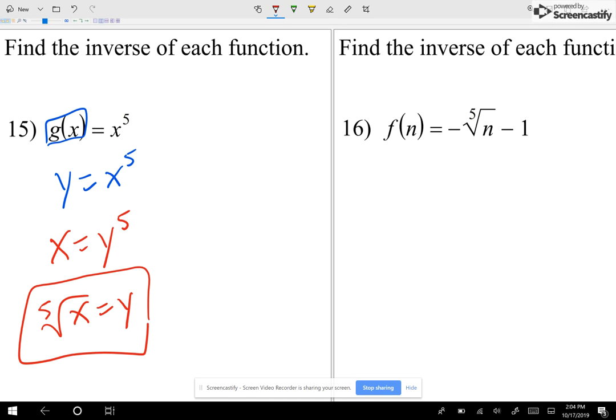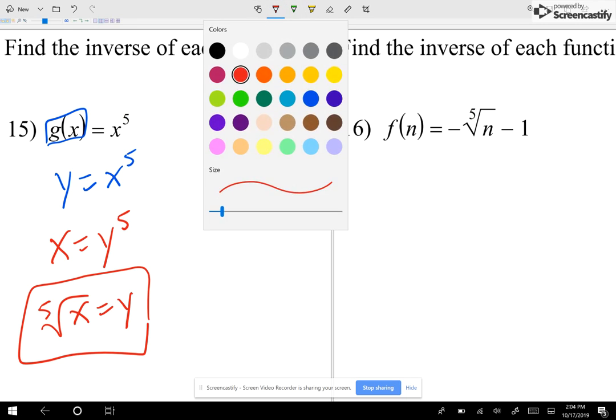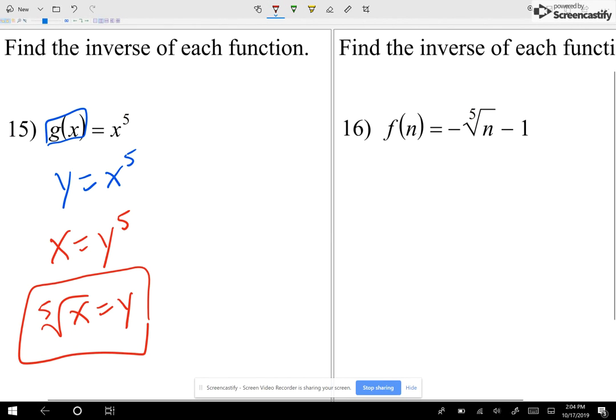Looking at number 16, I'm going to write this as y equals negative fifth root of n minus 1. I see the radical, but I see a negative 1 in front of the radical, and I see a minus 1 outside of the radical. Let me undo the minus 1. Before I do that, the n and the y have to trade places.